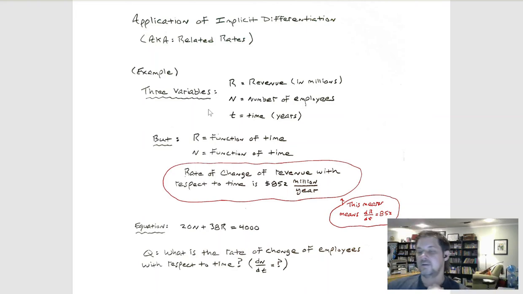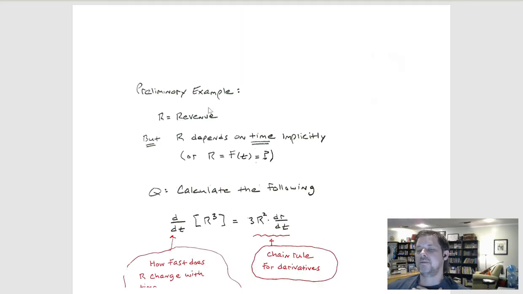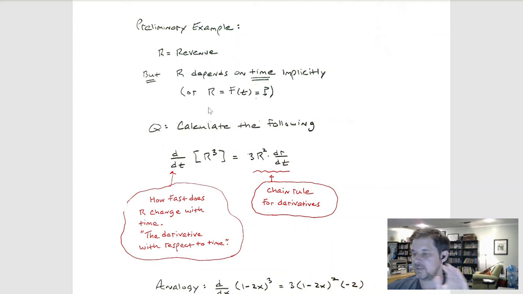Now, how about this? Let's give a preliminary example before I show you the example that I really like to do. So let's say we're talking about something called revenue. Revenue, probably not a strange concept. You have an idea what revenue is, and so on.